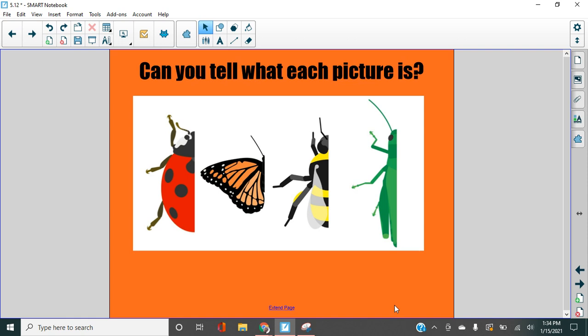Hello, fourth graders. It is time for lesson 5.12. 5.12 is going to take us a little further into symmetry.